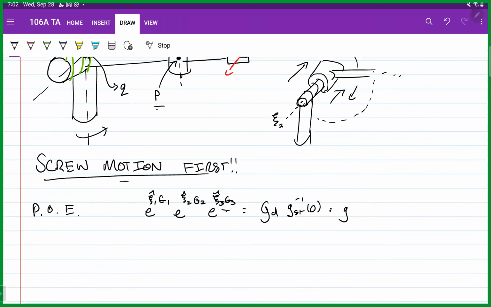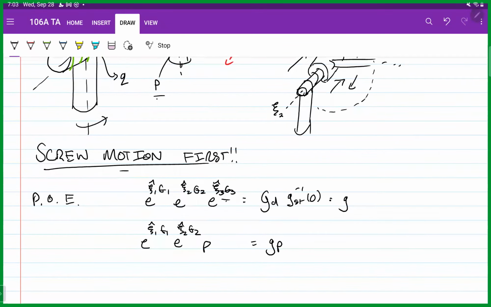So that's going to leave us with e to the xi1 hat theta 1, e to the xi2 hat theta 2, times e to the xi3 hat theta 3 times P equals G times P on this side. And since this point P is on the axis of e to the xi3 hat theta 3, it's doing absolutely nothing, so it may as well not be there. So let's end up with that. Let me go ahead and move this over as well. Great. So next up, we see that we have our screw joint.